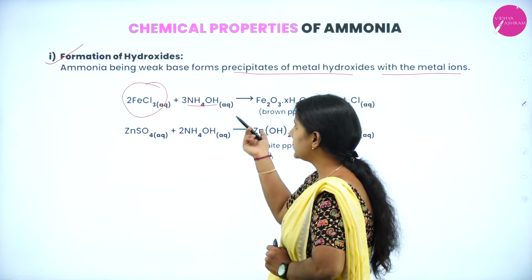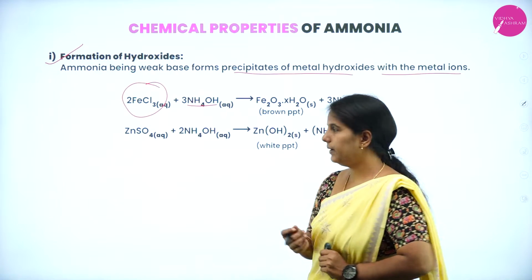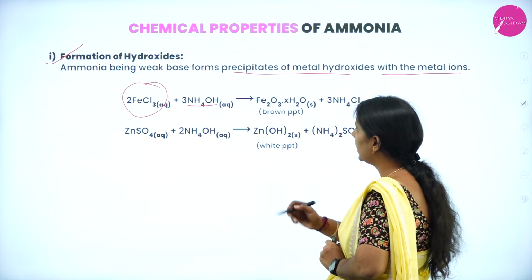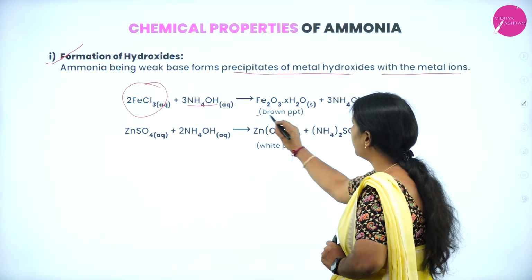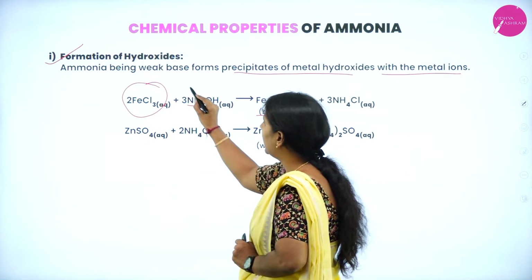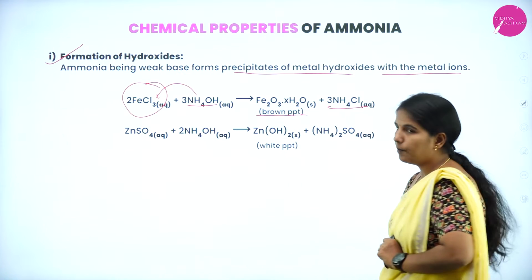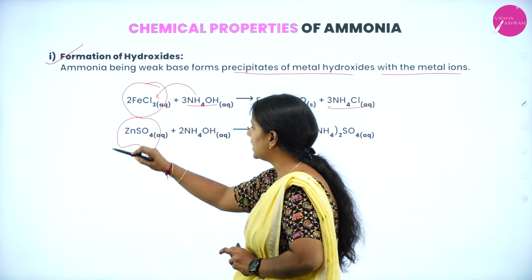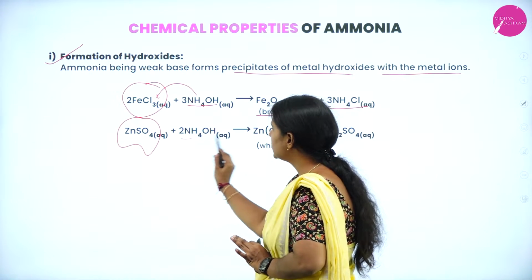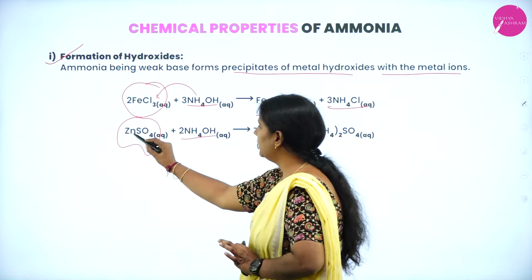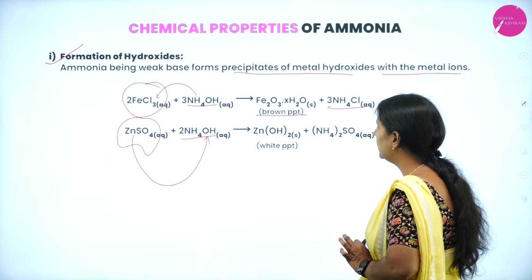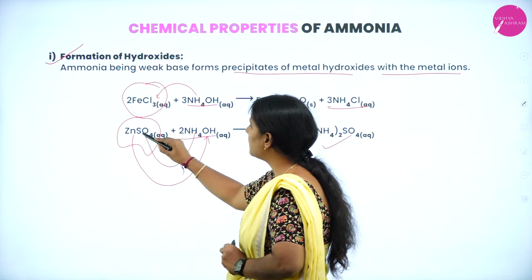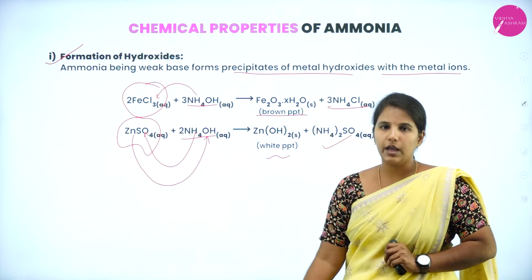So what does it form? As we have already understood, it forms a precipitate, where the ferric chloride reacts with water molecules to form a brown precipitate, and the ammonia reacts with the chlorine to form ammonium chloride, which is a salt. Similarly, if you take zinc sulfate, an aqueous solution, and allow it to react with ammonium hydroxide, again zinc will combine with the OH to form zinc hydroxide, which is a white precipitate, and you can see that the ammonia combines with the sulfate to form ammonium sulfate.